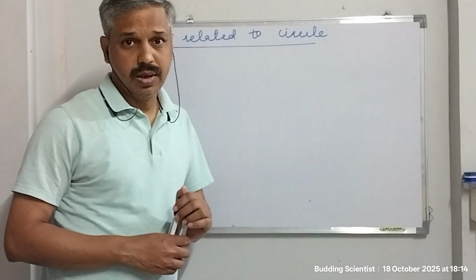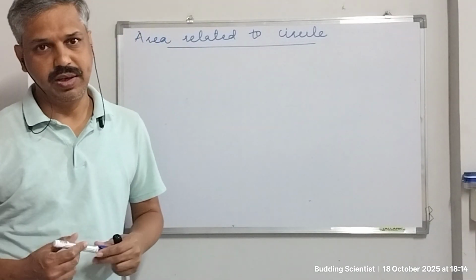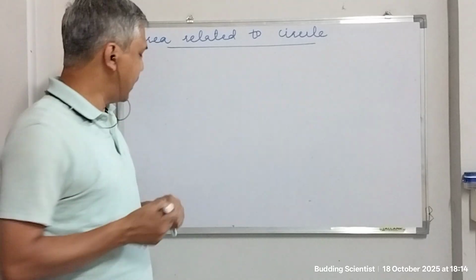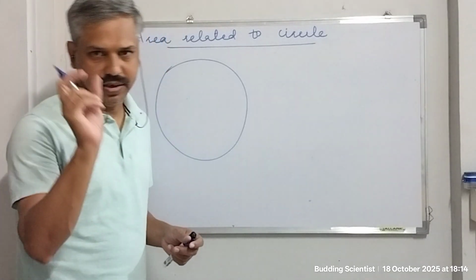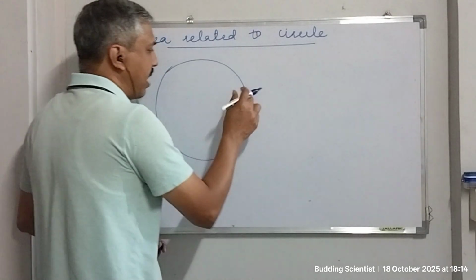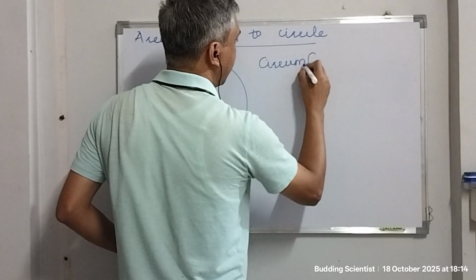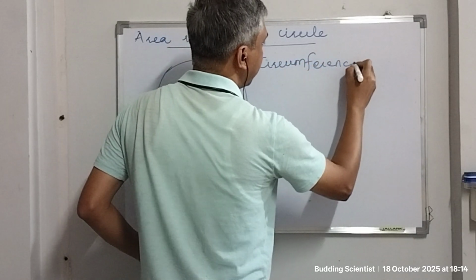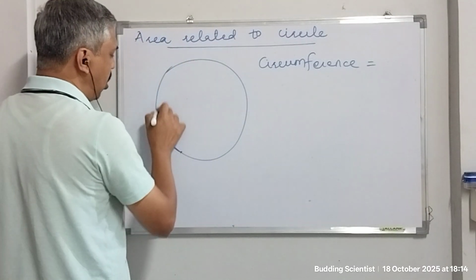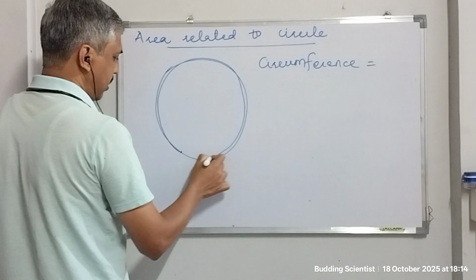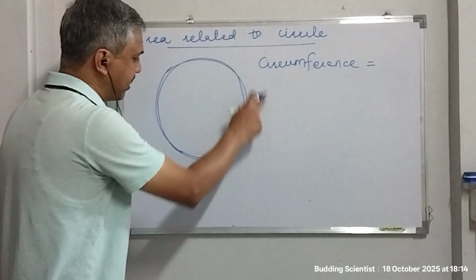Hello. The topic of discussion for the day is area related to circle. A circle has certain factors associated with that. One of the parameters is the circumference of the circle. What is the circumference? Circumference is the distance that you have to travel along the curved path or along the boundary of the circle.